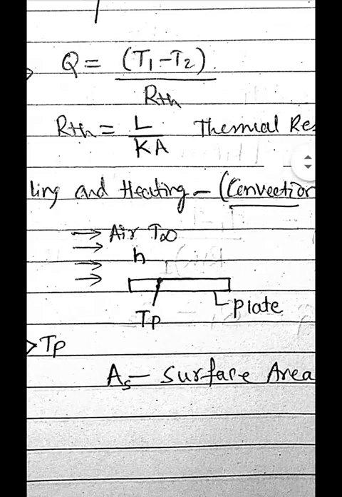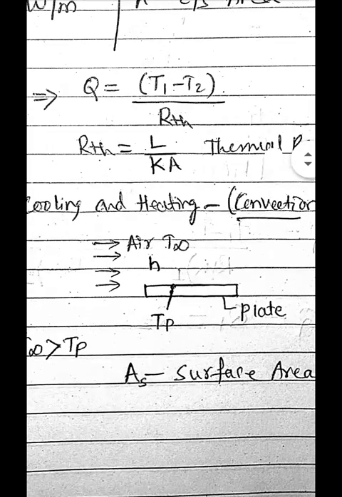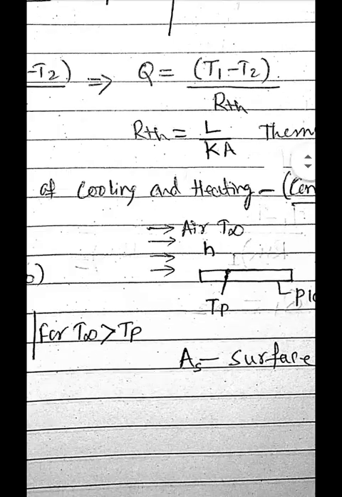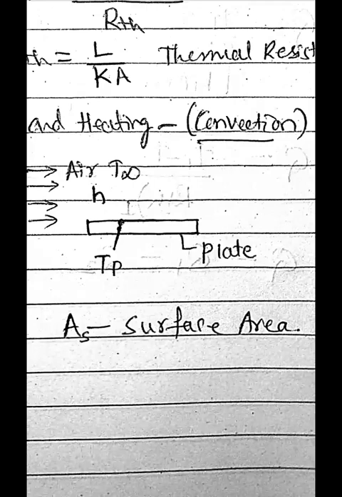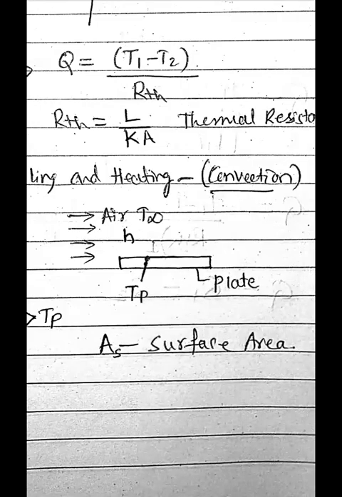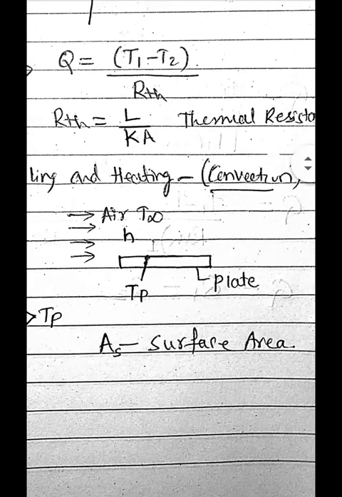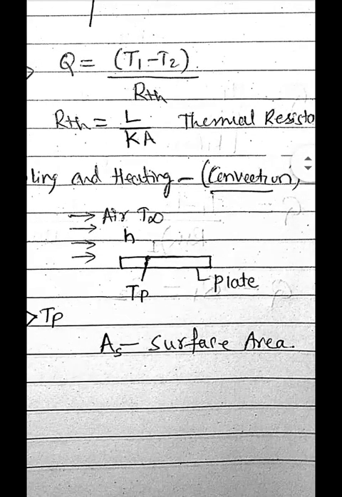Okay, so here one more thing you can observe, that the A_s is there. A_s we call the surface area. Don't get confused here. Yes, it is the surface area, not the cross section area. It is the surface area with which this air comes in contact with the plate. So that area you have to consider, the surface area, not the cross section area. Okay, so this is for Newton's law of cooling and heating.